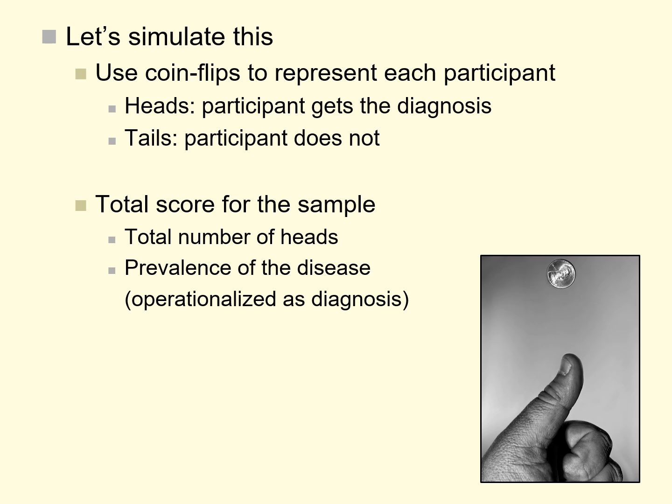If we do that, then we can create a total score for each sample, and the total score will just be the number of heads, which will be, of course, the prevalence of the disease. So imagine you have a sample of 4 participants or 4 people. You flip a coin 4 times, you add up the number of heads, and the number of heads is just the prevalence of the disease in that sample. Again, we're operationalizing this as the diagnosis of a disease.